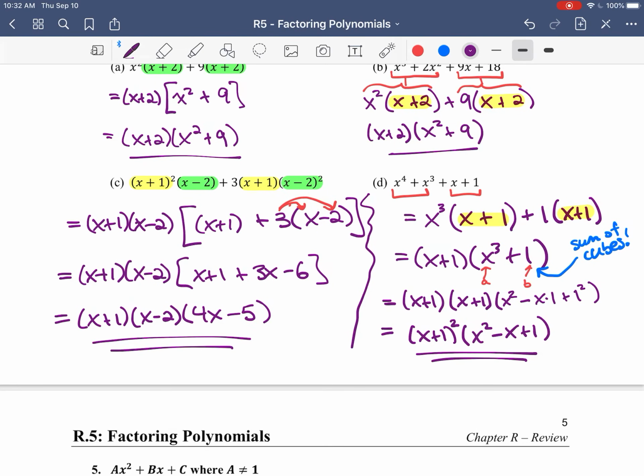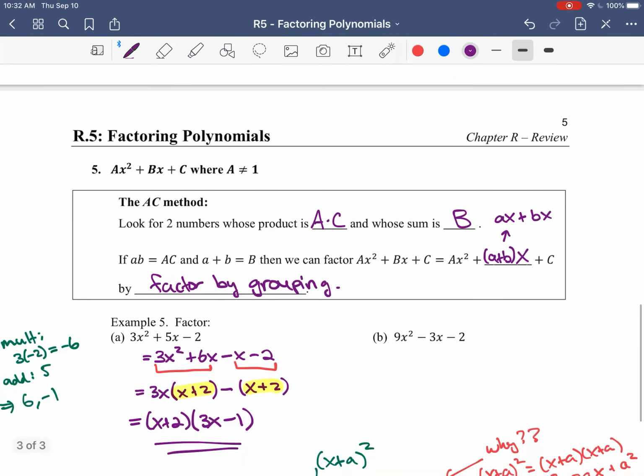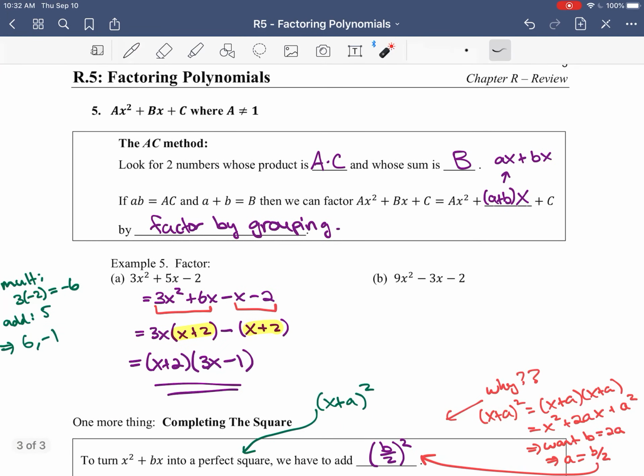Okay, so now what about if we have a leading coefficient? Remember, if the coefficient in front of the x squared is not 1, then we want to look for two numbers whose product is a times c. When I was in high school, which was ages ago now, they called this method over the hill. You take the first coefficient and multiply it with the last coefficient. So you go over the b hill, multiply those two, and the sum is still this b one.